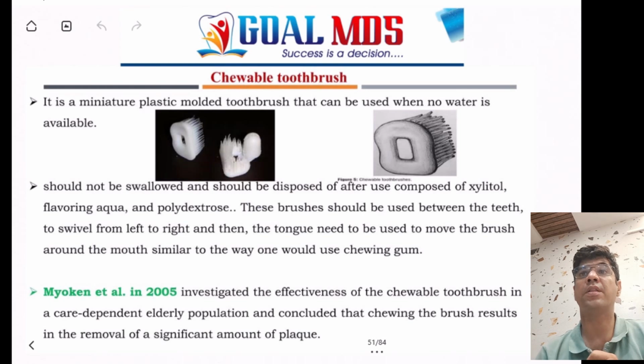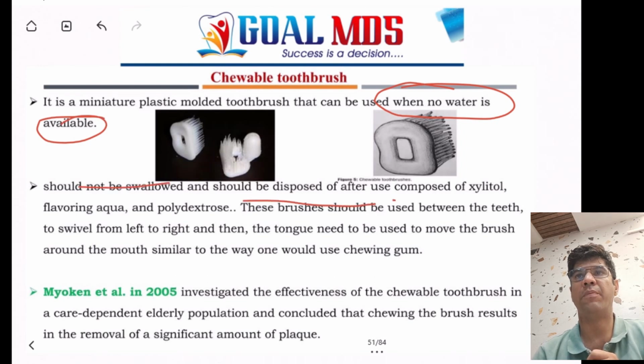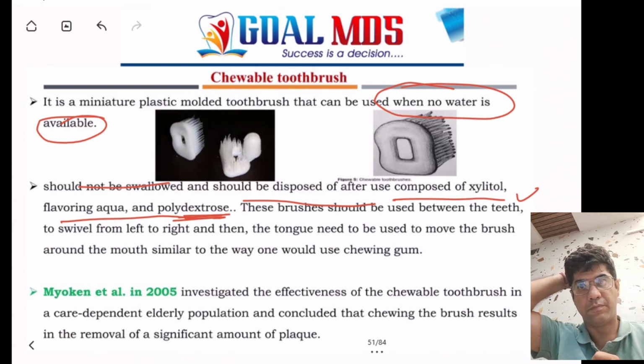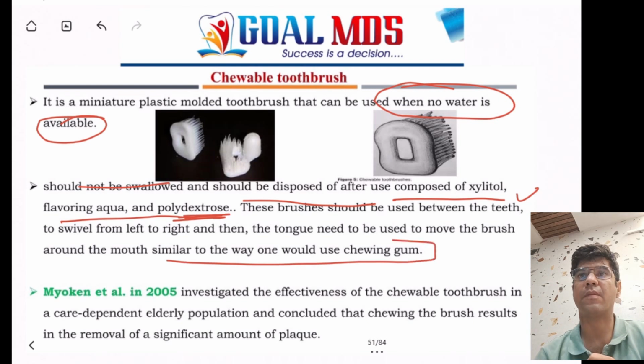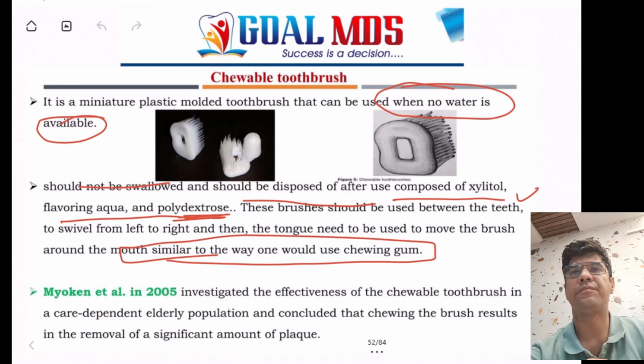Other are the chewable toothbrushes. They can be used when no water is available. It should not be swallowed and should be disposed of after use. It contains xylitol, flavoring agent and polydextrose. They are used in a similar way as one would use chewing gum.